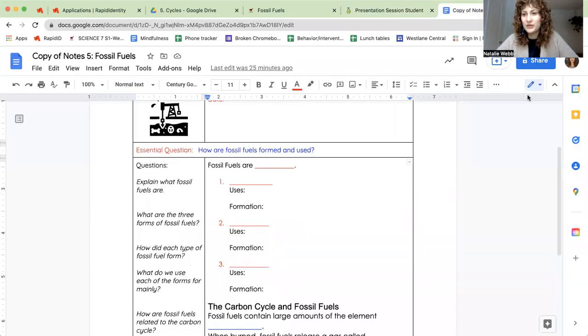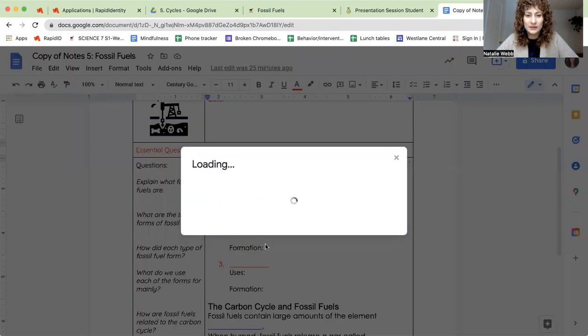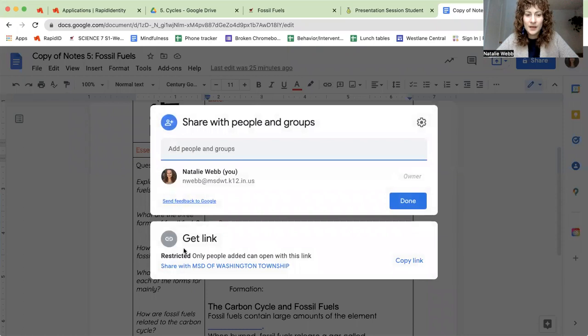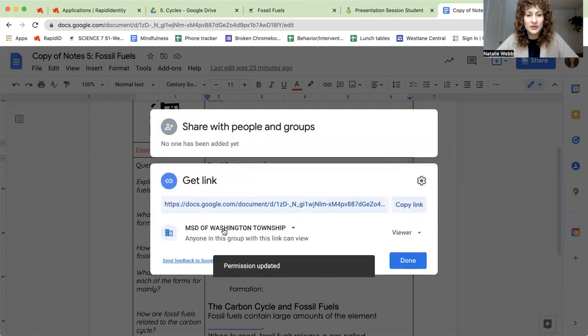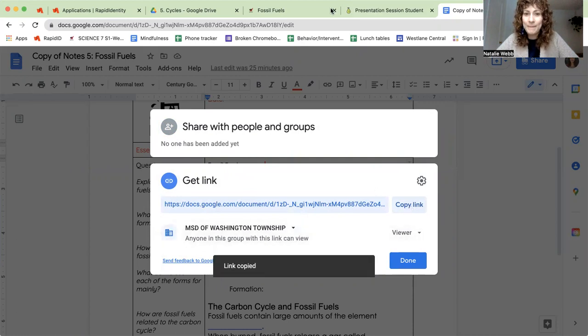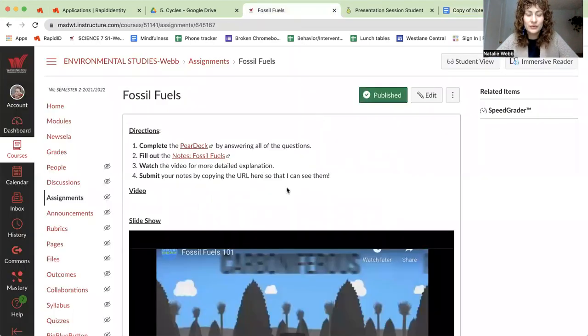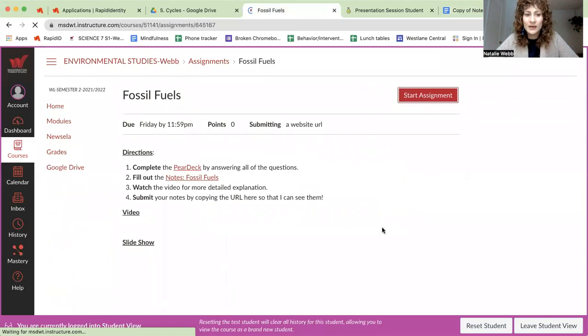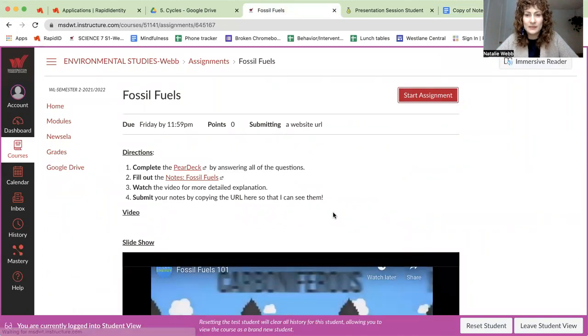When you're finished with your notes, here's what I'd like you to do. Click on the share button. Make sure that you change the restricted down here to the option that says share with MSD of Washington Township. Otherwise, I can't see it. Then you can copy the link, go back over to Canvas. I don't think I'm in student view. Here I am. Then all you gotta do is start your assignment.